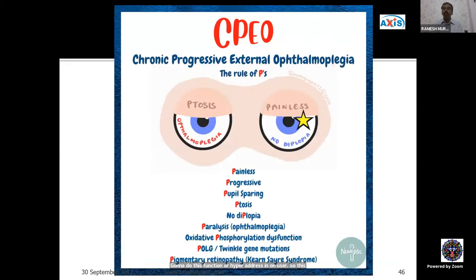So this is the rule of P's of chronic progressive external ophthalmoplegia. It is painless, progressive, pupil sparing. There is presence of ptosis. Usually there is no diplopia. Paralysis or ophthalmoplegia is present. It is a mitochondrial problem, so there is oxidative phosphorylation dysfunction. It is usually caused by POLG or Twinkle gene mutations. And pigmentary retinopathy could be a feature of Kearns-Sayre syndrome. So CPEO follows the rule of P's.